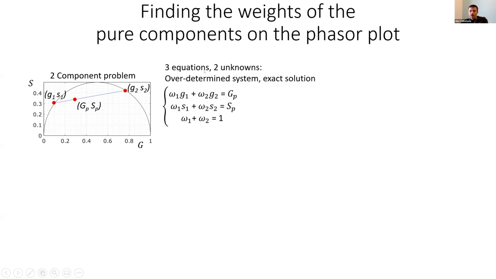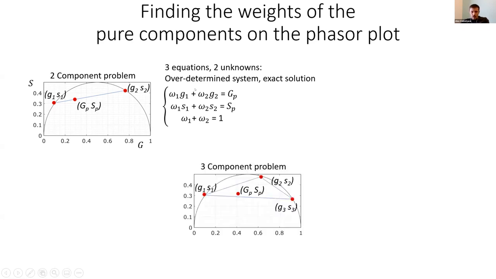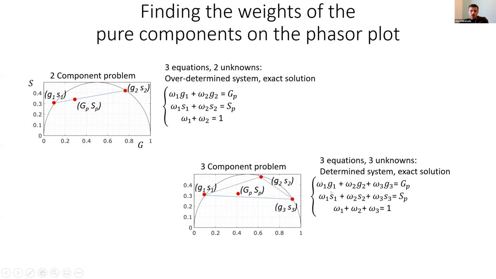So in this case, we have 3 equations, 2 unknowns. I repeat that the capital G and S, we know, this is what we obtained from our experiment, and the positions of the pure components, the s and g in lowercase, we know as well. What we're trying to find is to solve for the omegas, the weights or the fractions. So again, 3 equations, 2 unknowns, an overdetermined system, we have a solution. For a 3-component problem, we still have a solution because we have 3 equations. So this is an exact solution. You have 3 unknowns, which are the 3 weights, and all the rest you know, so you can solve for these cases here.